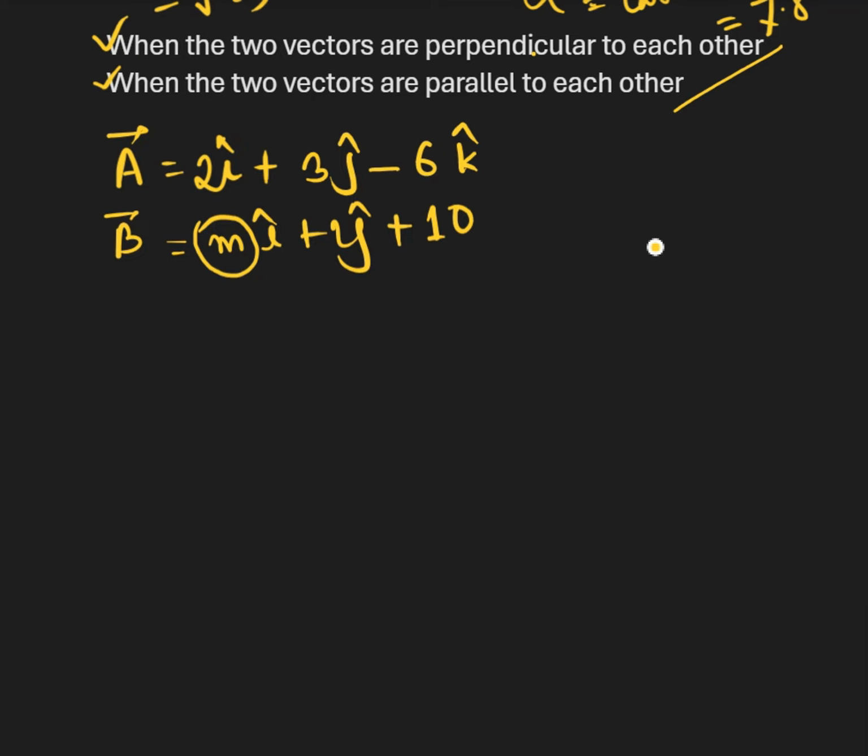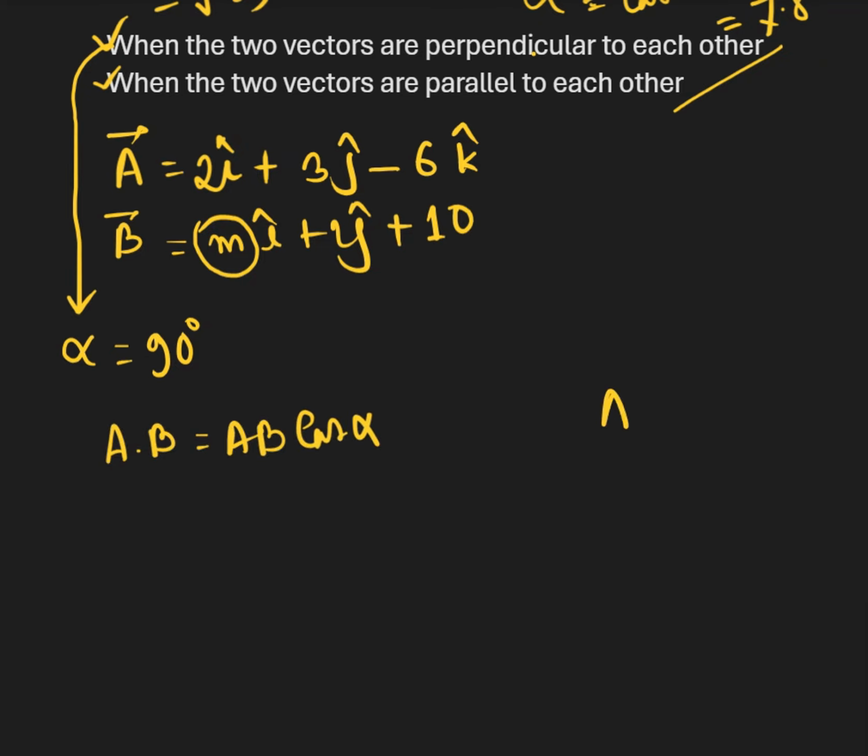So we'll use the very first condition, that they are perpendicular. It means the angle in between is 90 degrees, right? So which one do we have to use? Like a dot b is equal to ab cos alpha, or maybe a cross b is equal to ab sin alpha, right? So if we plug in the value of 90 here, cos 90 is equal to 0, right? So this will become 0.